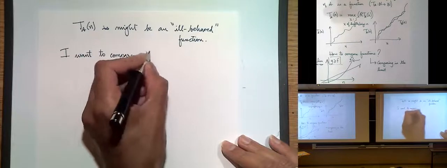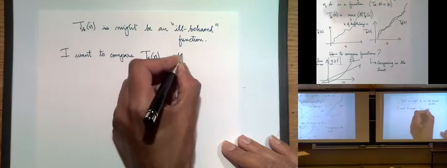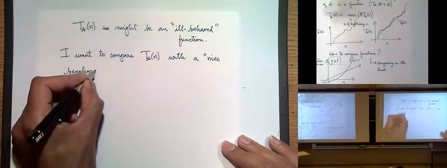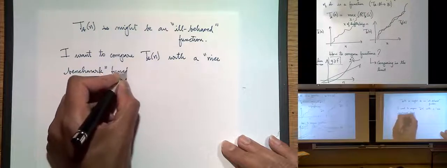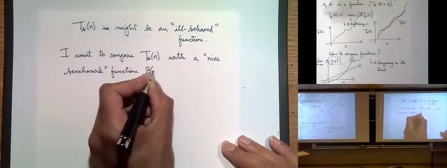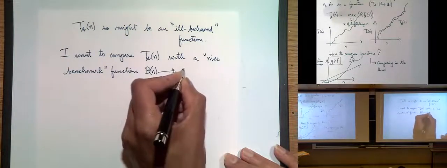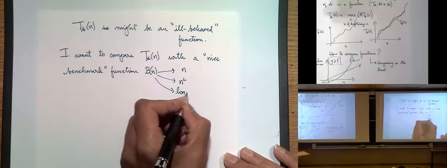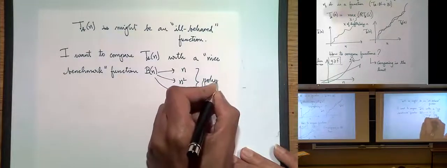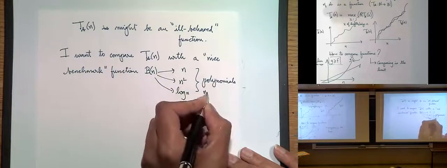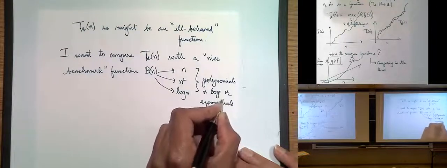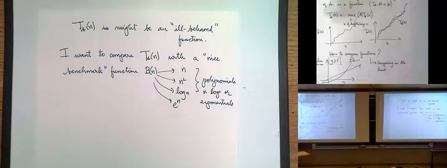What I want to do is compare this function with a nice benchmark function that I will refer to as b of n. So what is a nice function, like n squared, log n? Essentially think of polynomials or logs or exponentials, e to the n, functions that you will usually see in a calculus course.